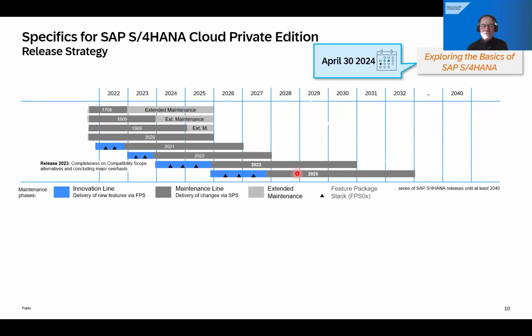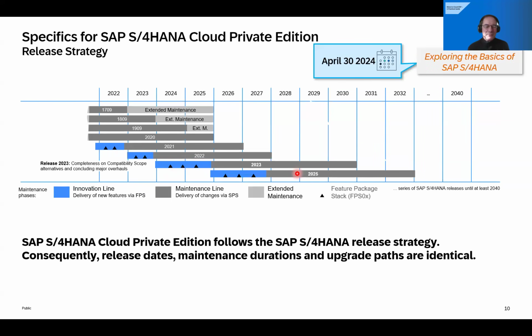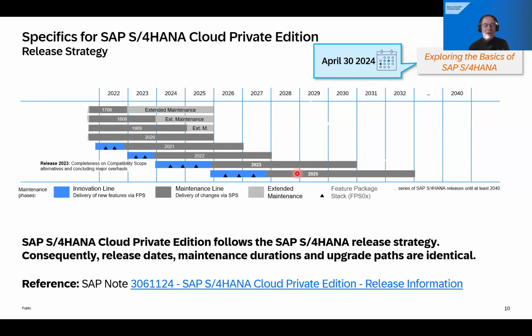And that was already mentioned in the other session. And the SAP S/4HANA Cloud Private Edition follows the same release strategy. That's now listing what is the same, not a difference, but it's worth mentioning. We have the same release strategy. And this is written down in the SAP note that you see listed on this slide.